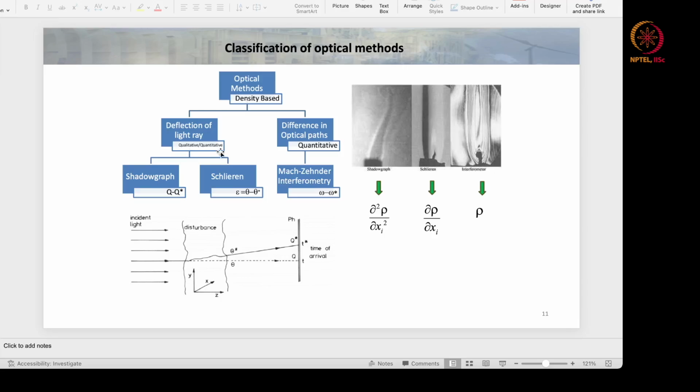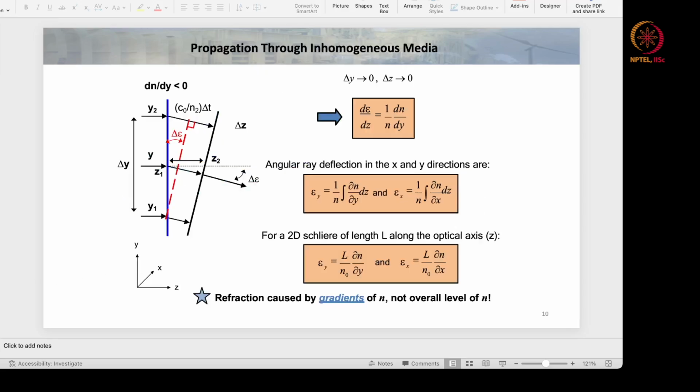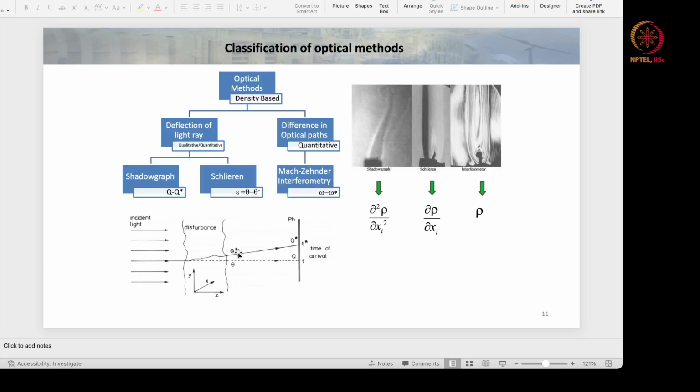It will give you a picture, but in order to know exact information out of the picture, you need to do something else. So as you can see, if there is a disturbance like this and there is an incident beam of light, the light beam gets deflected, as we saw, because there is an inhomogeneous medium and the light gets tilted a little bit. Those tilts are the things that we calculated in here. These are the tilts. So the Schlieren will measure those tilts and will give you some idea.